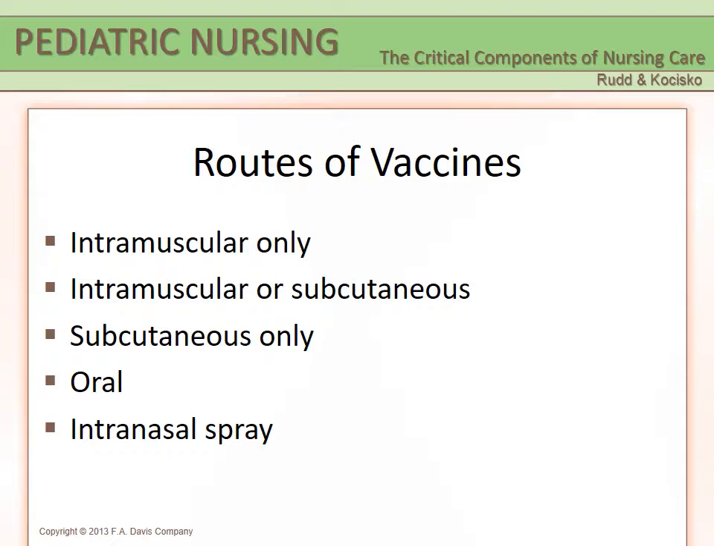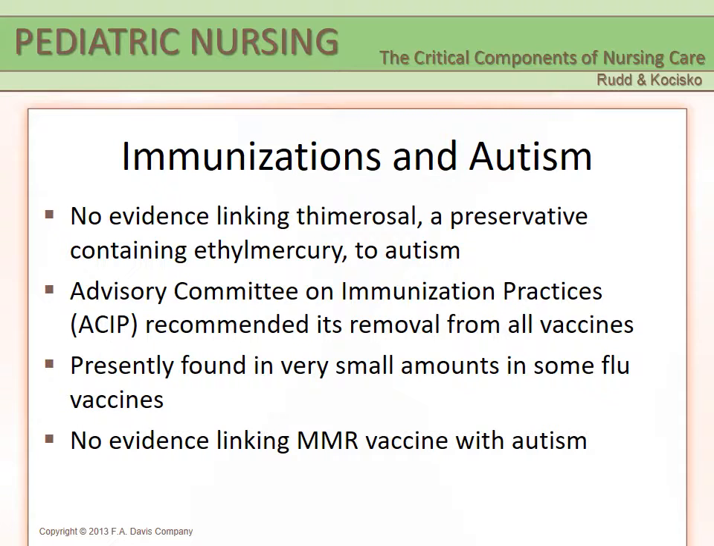So those are just kind of good examples of that. So immunizations regarding a correlation to autism, there's actually no evidence that links the preservatives in vaccines to autism. However, there is an advisory committee that has recommended to remove it from all vaccines anyway, just in case, because if there's no reason to have it, then why even put it in there if there's not really a benefit and it could cause more harm than good.